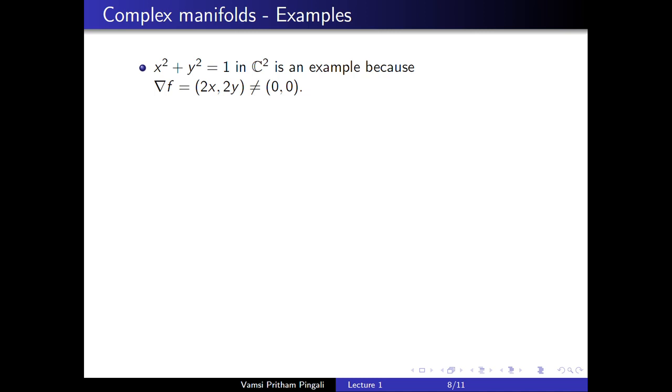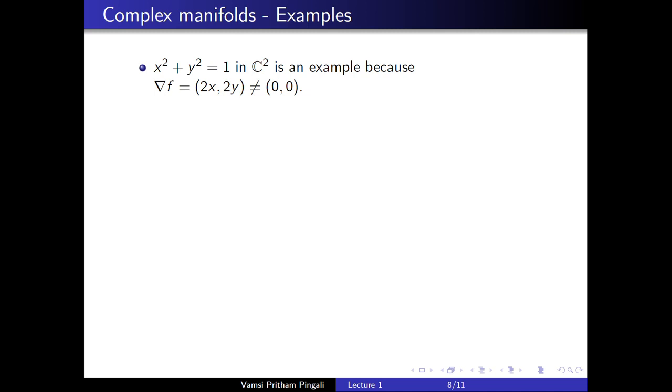Why is it a holomorphic function? Because it's differentiable in x and y separately, right? It's complex differentiable in x and y separately. Its complex gradient is (2x, 2y), and it's not (0, 0). That means the real gradient is also not (0, 0).